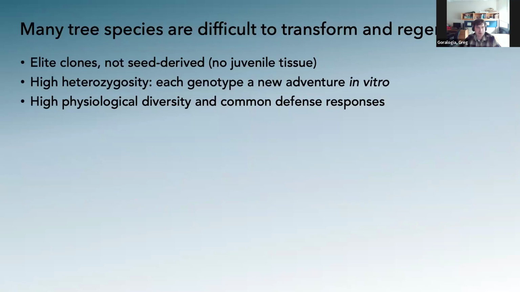And as I mentioned, tree species are just hard. They're often these clones, so I don't have access to juvenile tissue like seedlings. Every genotype is very heterozygous, so it's a new adventure in vitro. And there's just lots of strong defense responses.